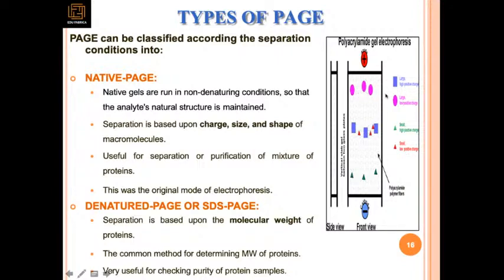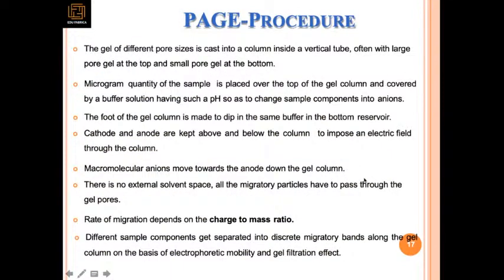These are the low positive charge, and these square ones are the high positive charge. So they remain in the middle. So in this way you can separate your molecules. So in the PAGE procedure, it's also quite similar to what we have done before.